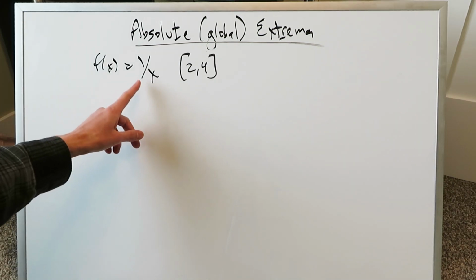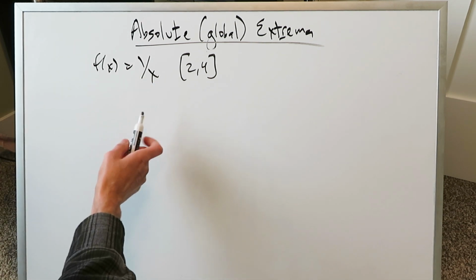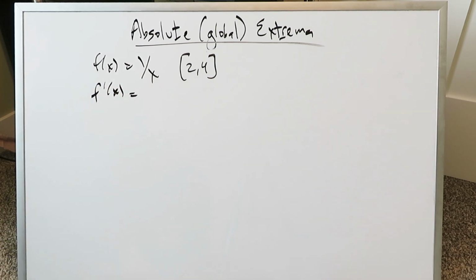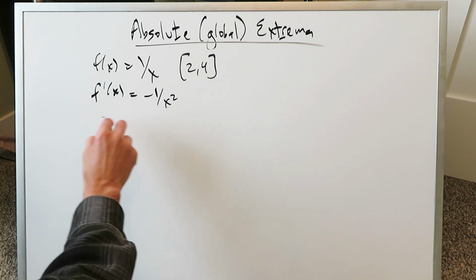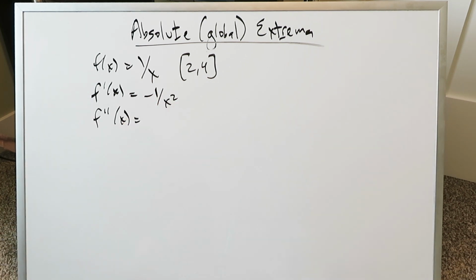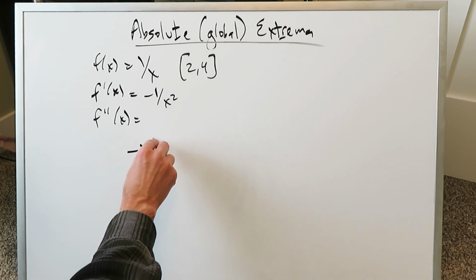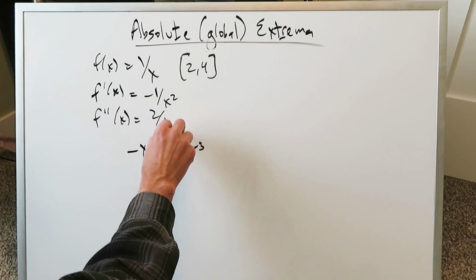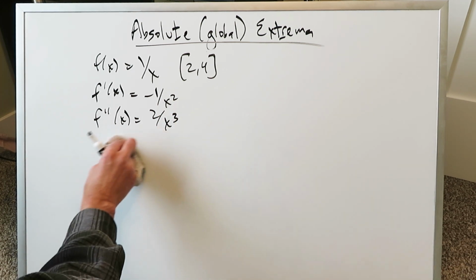Our first one is this hyperbolic function, 1 over x, on the interval 2 to 4. Let's evaluate this. You want to do the first order derivative. When you take the derivative of 1 over x, you're going to get minus 1 over x squared. Then you can also do the second order derivative of this. You would be looking at the derivative of minus x to the minus 2. When you do that, you'll have 2x to the minus 3, which is 2 over x cubed. That's your second order derivative, and we have that in case we need it.